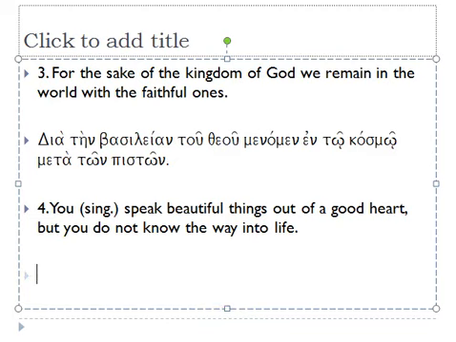You, just one of you, speak beautiful things out of a good heart, but you do not know the way into life. You speak, second singular, lego. We want the ending eis, so legeis. You singular speak beautiful things. Well, probably agatha or kala. Kala is actually better. Kala being the neuter, hence things, the neuter plural accusative form. Legeis kala, you speak beautiful things.